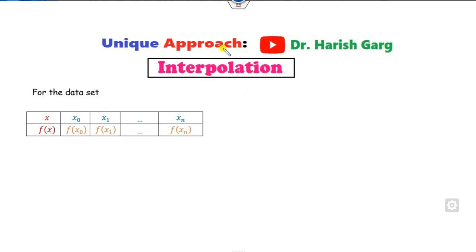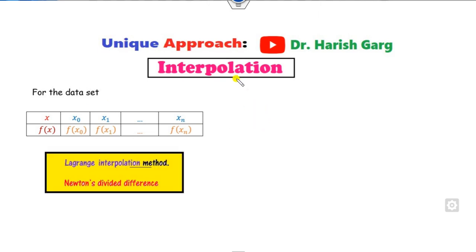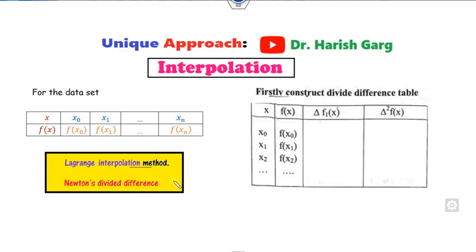So what is interpolation? Firstly, let me quickly recall the concept in the first 2 minutes. Whenever you have a data set, your target is to fit a curve over it with the help of interpolation. Generally we use two methods: one is Lagrange interpolation, the second is Newton divided difference. Whenever you are working on competitive exams like CSIR NET or GATE, I always recommend you use the Newton divided difference.